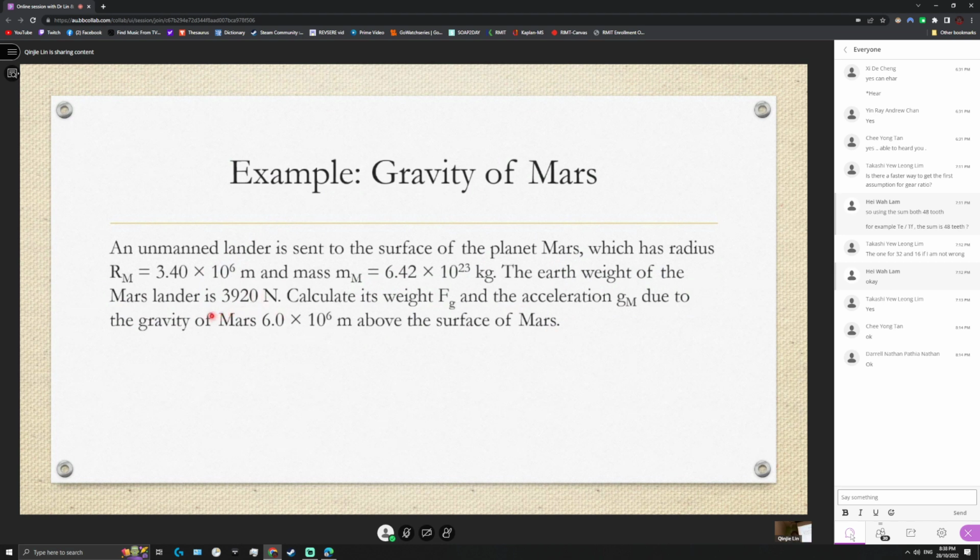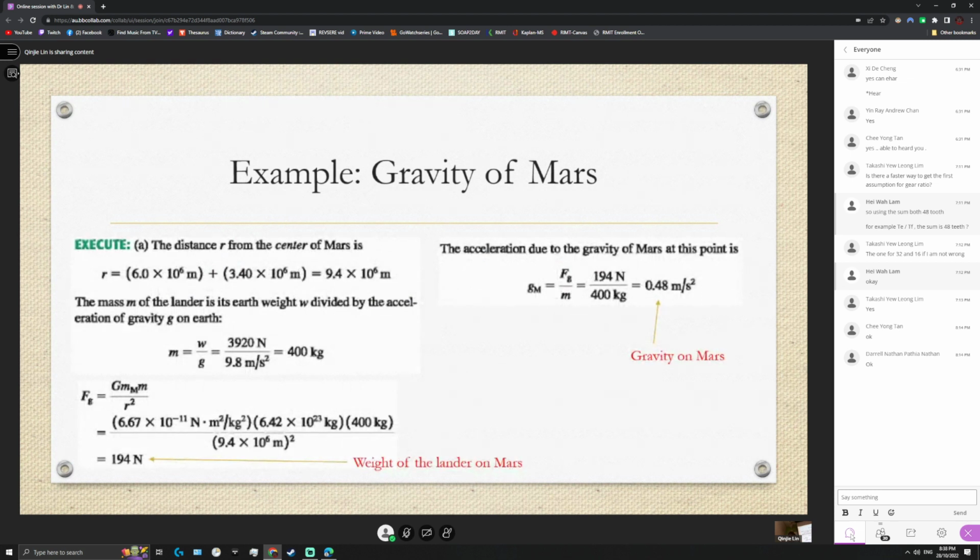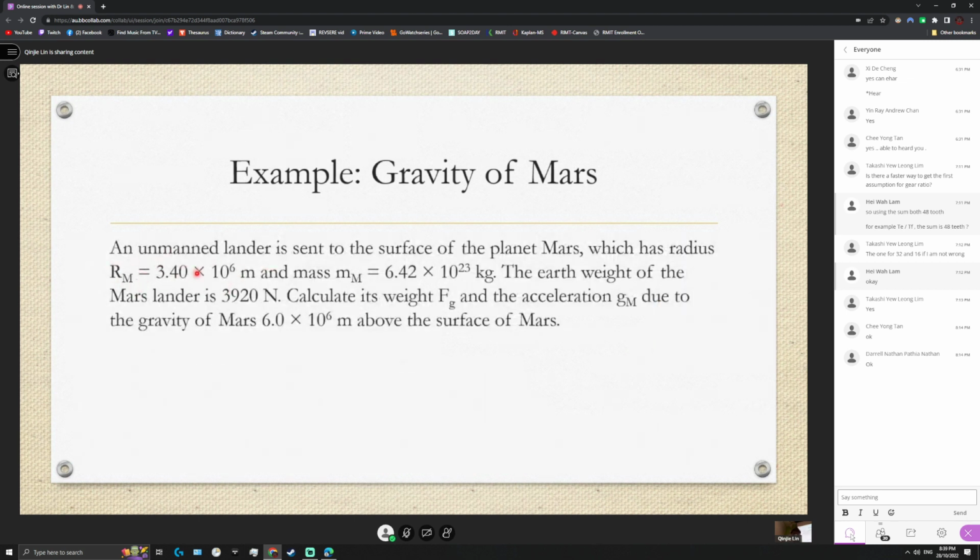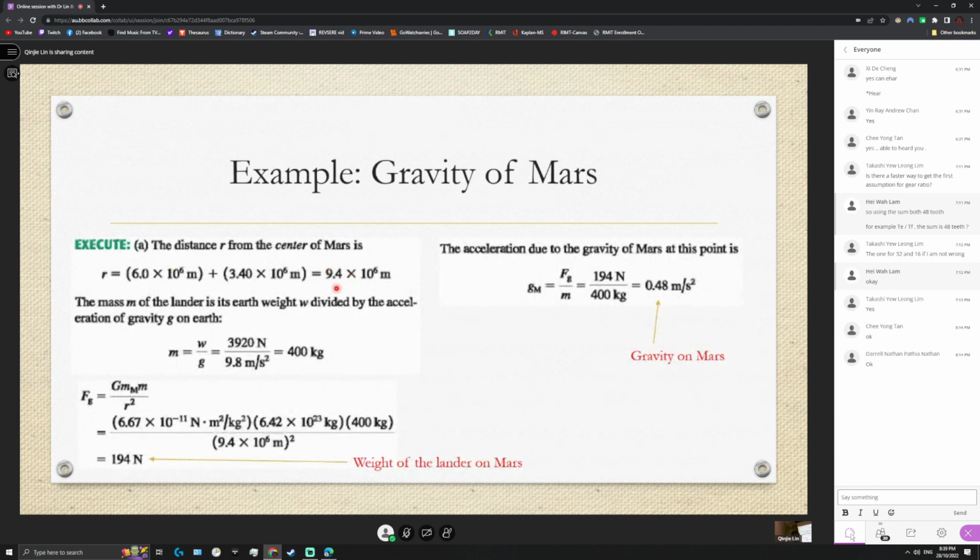So they give you some info when you are at Earth, but now the same object you bring to Mars, right? What is the new weight and the acceleration g_M? That means the new gravitational acceleration. So the distance r from the center of Mars is given by this plus this. Basically, this is our radius of Mars plus the distance above Mars. So the distance that we are looking at is just adding these two together. Okay, so this is the r that we are talking about.